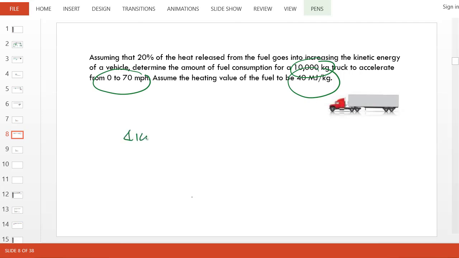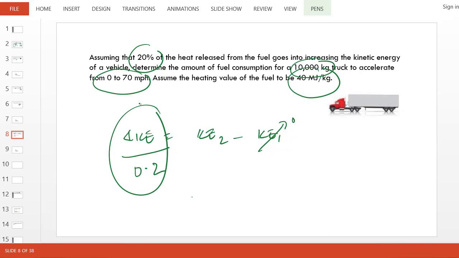That will be delta KE, the kinetic energy at state 2 minus kinetic energy at state 1, which is kind of 0 because it starts from 0. And then only 20% of heat is used to produce this acceleration. So we'll divide that by 20%, 0.2, and therefore that will be the heat necessary to accelerate the truck. And from there we can find how much fuel we need because the heating value is 40 million joules. So our goal is to find the heat that is necessary in million joules. And then we divide that by 40 and we get the answer.